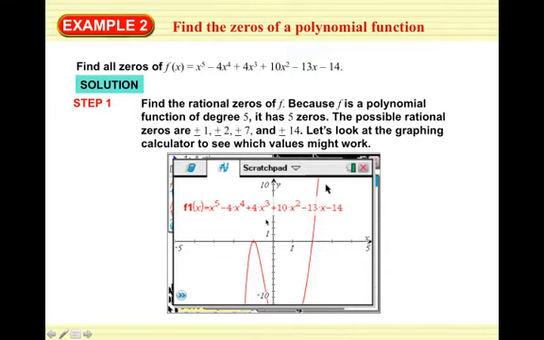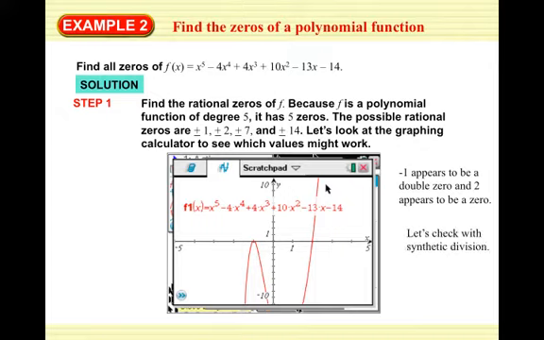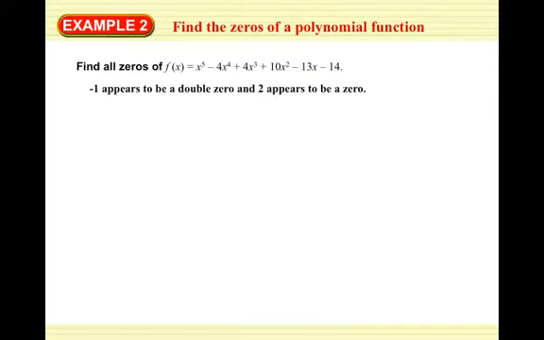So I bet we have a double zero at negative 1, so that counts for 2 zeros. And then we have 1 here at positive 2. We should have 5. We've got 3. That must mean the last 2 are imaginary. So like I said, negative 1 appears to be a double zero and 2 appears to be a zero. Let's check with synthetic division. That will also help us get our function down to a quadratic.